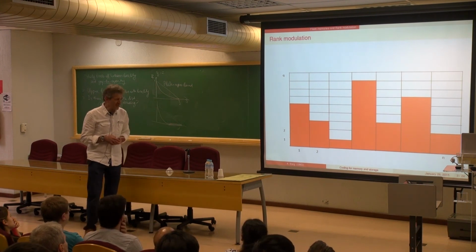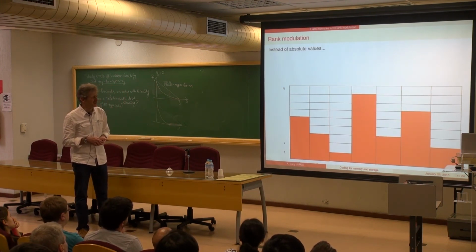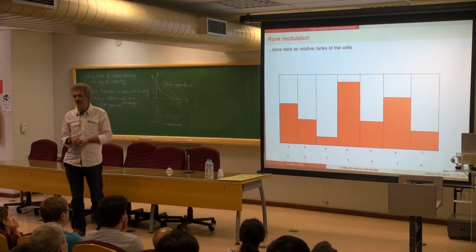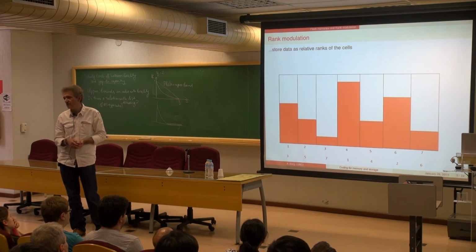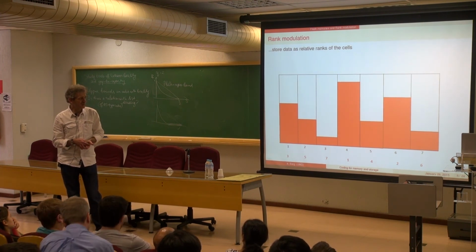And so Shuki Bruck and his students proposed to store, instead of absolute values, relative values, to store information in relative values of the cells. So this is the largest. Cell number 4 gets rank 1. This is second largest, third largest, and so on. And overall, we get a permutation. So information is now stored in the permutation on 7 elements.